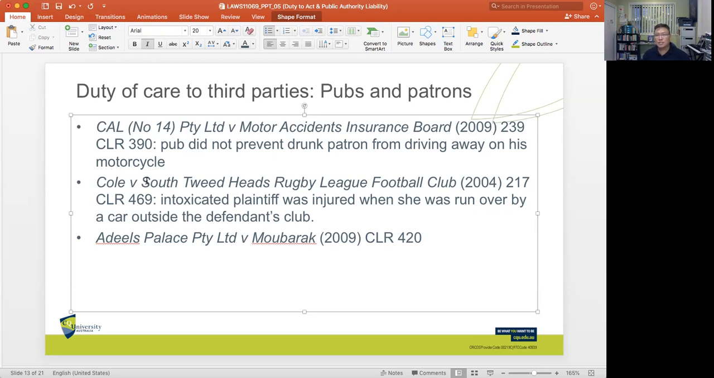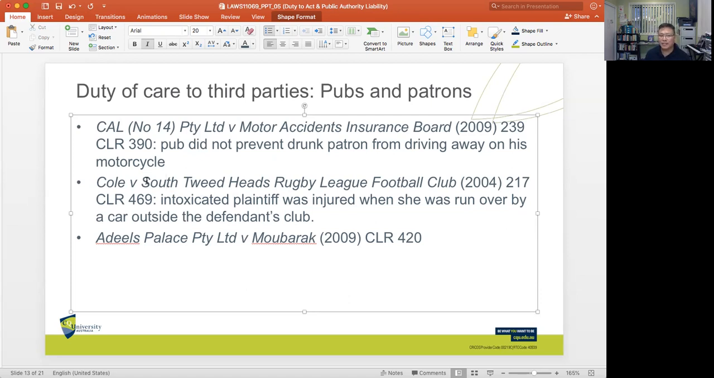The question was, was the pub liable for the injury too? I mean, it was obvious it was liable to the employee, but was it liable as well to a patron who was shot by another patron? And the answer was yes. No, hang on. The answer was no. There was a duty of care, but under the circumstances, the answer was no.